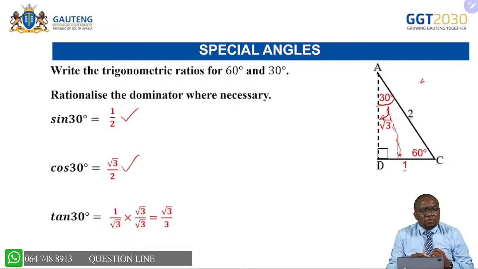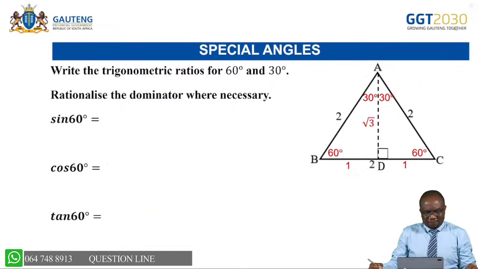Let's go back to what we did. We said cos 45 is root 2 over 2, sine 45 is root 2 over 2, tan 45 is 1. Sine 30 is 1 over 2, cos 30 is root 3 over 2, and tan 30 is root 3 over 3. You see, we have derived all these trigonometric ratios for special angles. We're left with 60 degrees. Let's go there.